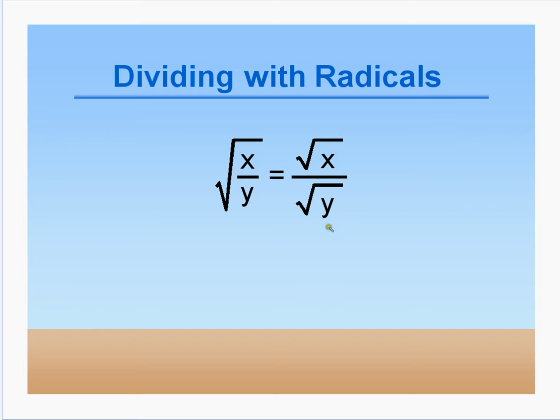And we can think through this backwards. If we have a square root divided by a square root, we can actually divide the numerator by the denominator. We can put it under one radical.